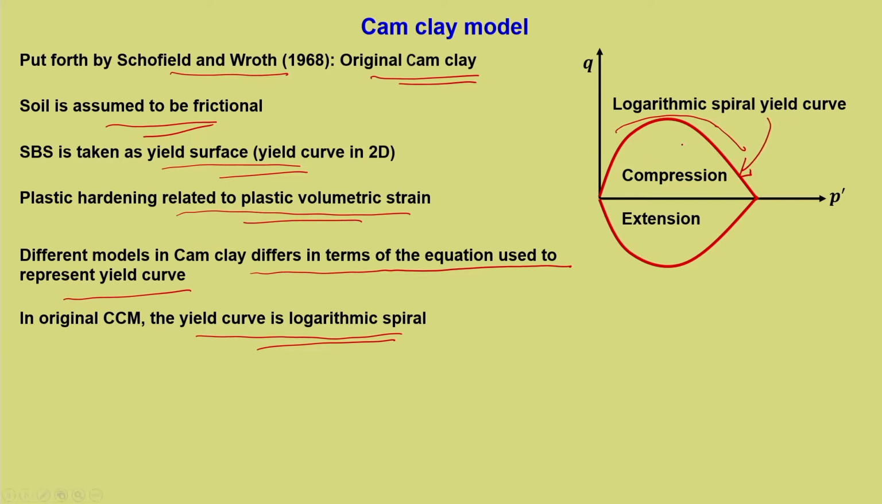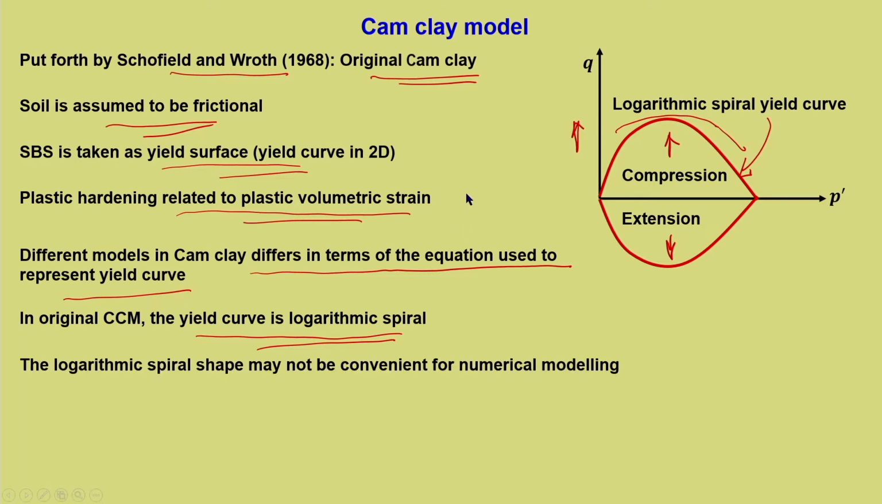Now for completeness, we have shown for compression as well as for extension, but in our subsequent lectures we will be basically concentrating on the compression portion. So that is one half of the yield curve. In fact, the yield curve is a mirror image on both sides, in compression as well as in extension. So we will be basically dealing with positive values of Q.